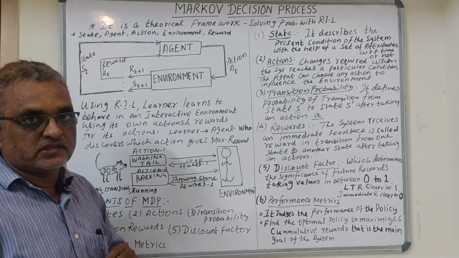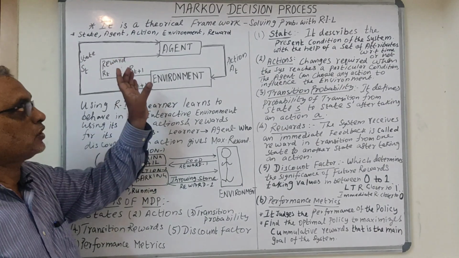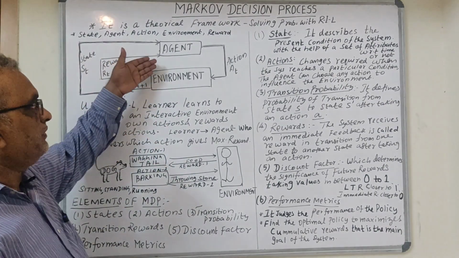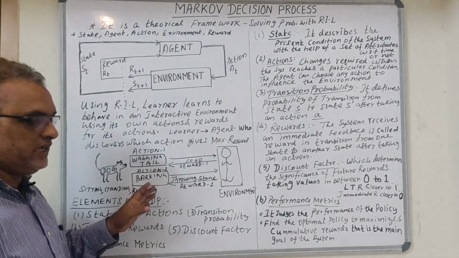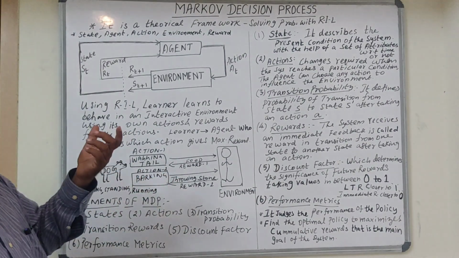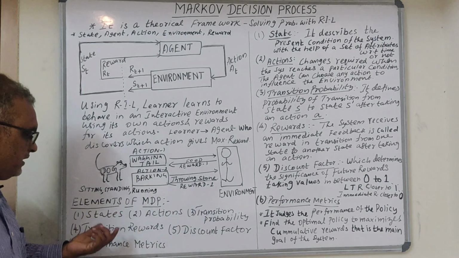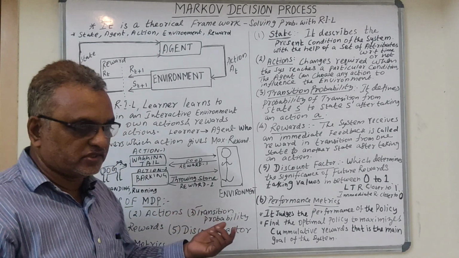I hope you understand the concept. In this video I explained what the Markov decision process is, with the help of this diagram and also with the scenario I explained the different attributes connected with the Markov decision process, and we also discussed the various elements of the Markov decision process.